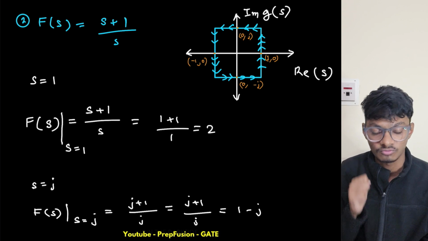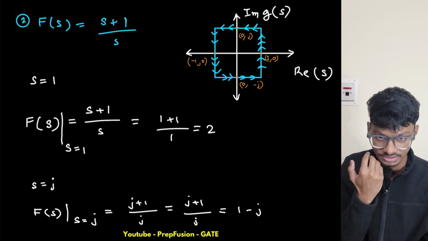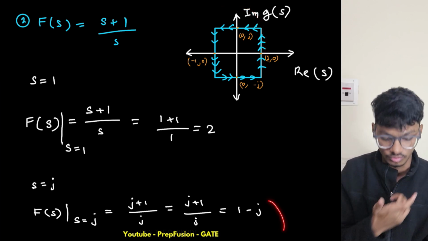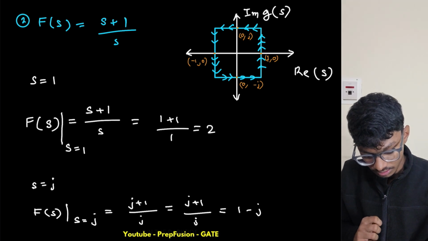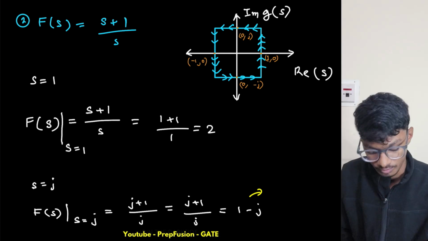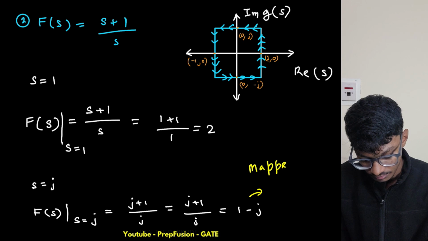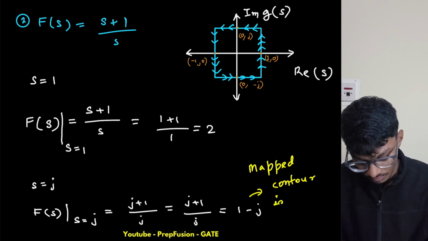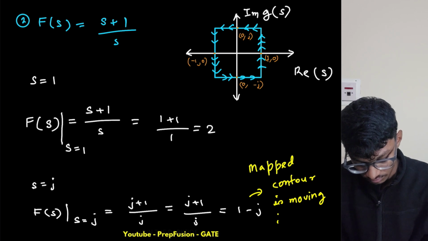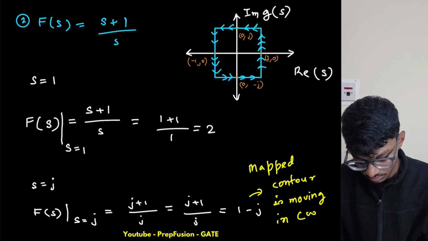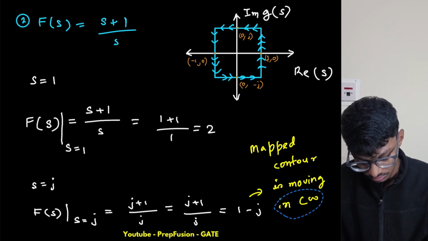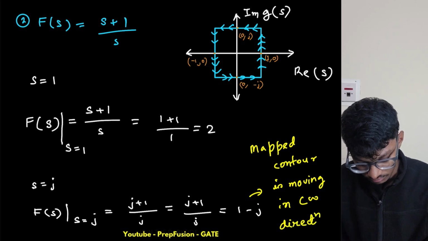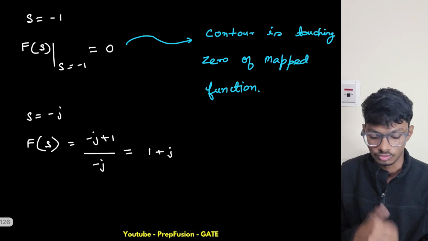So something has changed now. What has changed? We have to notice this. Obviously we'll get it in the conclusion. I write this in the conclusion: if I'm moving in the anti-clockwise direction, the mapped contour is moving in the clockwise direction. Okay, so yeah, this is the thing to notice here. So I will observe this one, and from all this we'll get the conclusion.